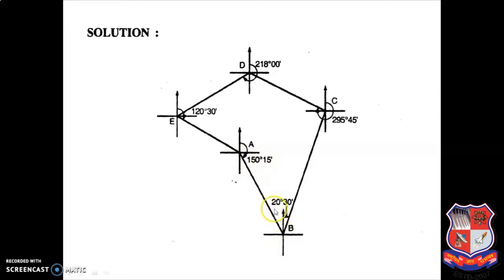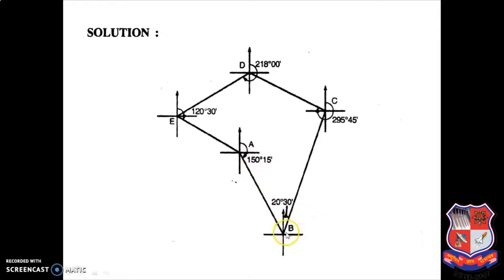How long should this line be? You have to draw the line according to your judgment, because the distance from A to B is not given. So we just take the length of the line roughly. So AB is 150 degree 15. You have to draw one line here.